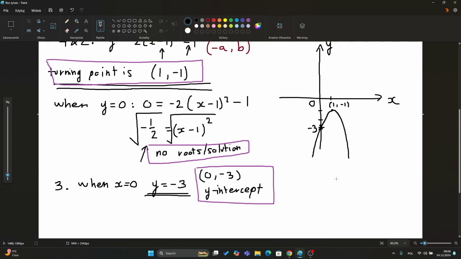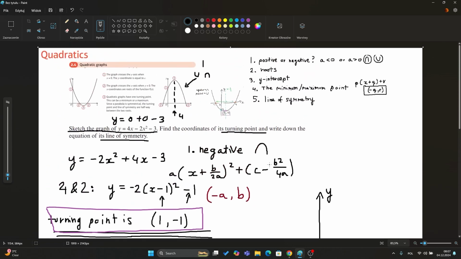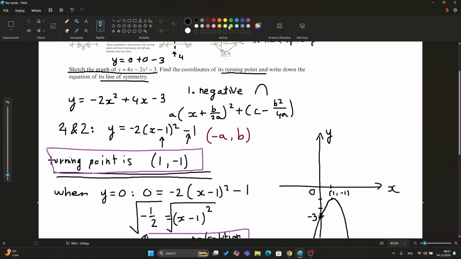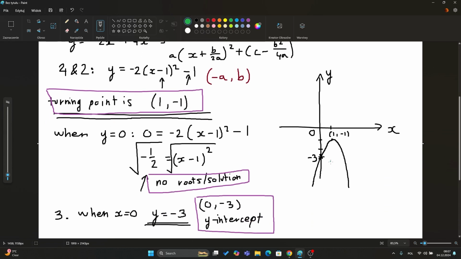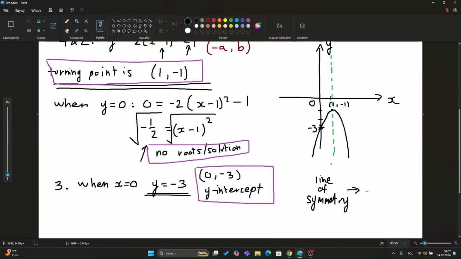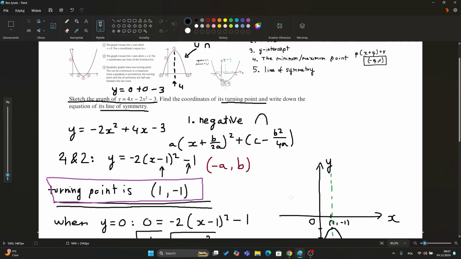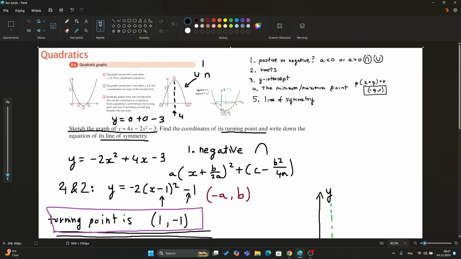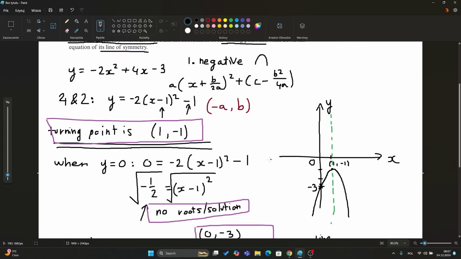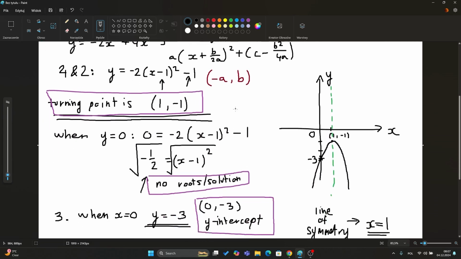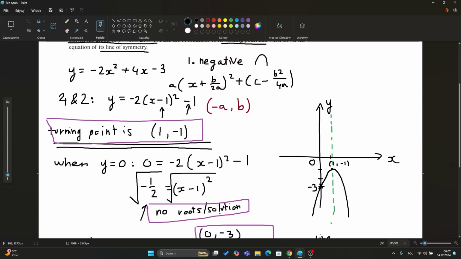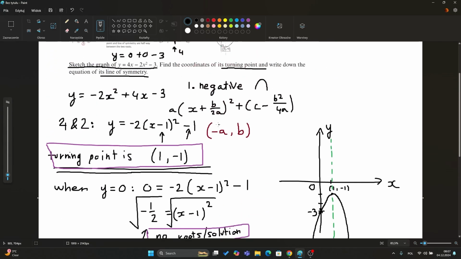So what we have missing is our answer for the line of symmetry. Line of symmetry is where the turning point is. So the line of symmetry will be x equals 1. So here we go, we got our 3 answers expected: we sketched the graph, we have found the turning point, and also we have found the line of symmetry.